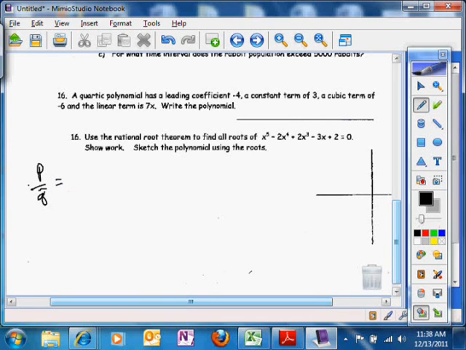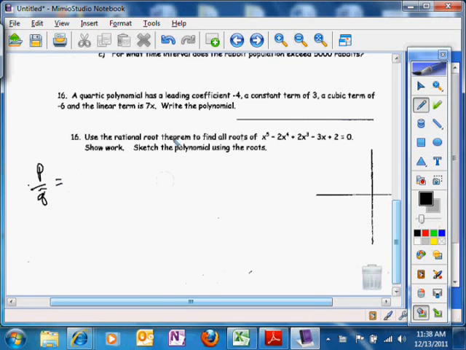And so we have P is going to be the leading coefficient, which is 1. Q is going to be the final constant here, which is 2. And so we have to look at all the possible combinations of P's and Q's. If P is 1, then I have plus or minus 1. If Q is 2, then I have plus or minus 2, and I have plus or minus 1.